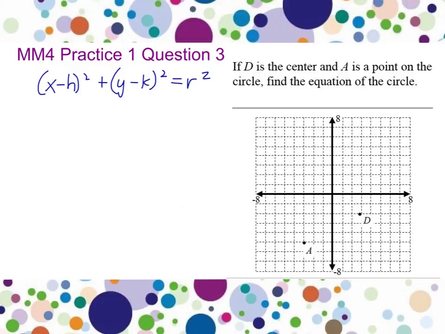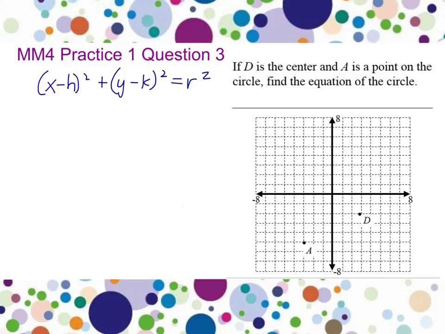In question 3 of the mile marker, you are given the center of the circle, which in this case is D, and a different point that is on the circle. And you're asked to find the equation. So remember, when we say on the circle, we mean that A is on the circumference of this circle, and D is our center. So we've learned 2 ways of doing this.